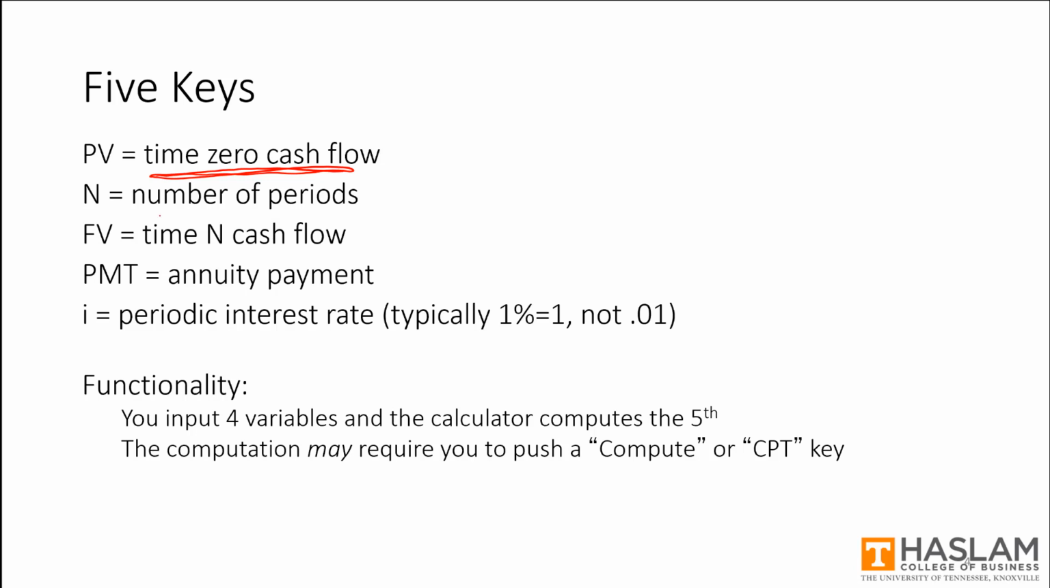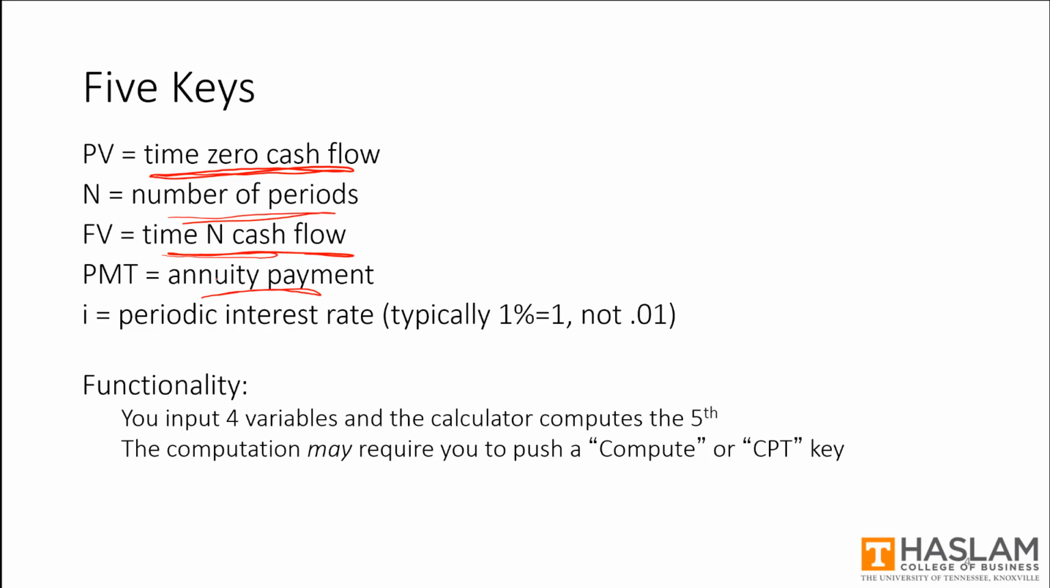N is the number of periods on the timeline that you're dealing with. FV, similar to the PV, don't think of this as literally a future value. Rather, think of it as some time N cash flow. So again, kind of like a future value, but not exactly the same thing. The PMT, or the payment key, is an annuity payment.